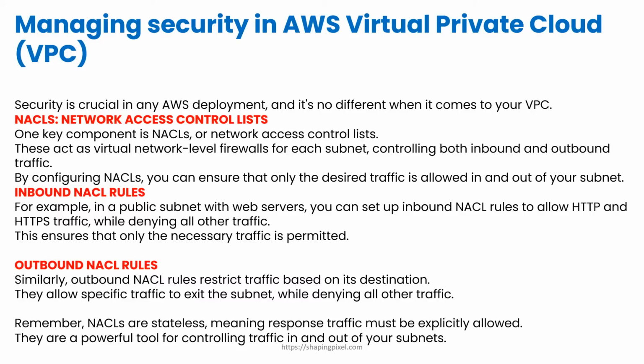For example, in a public subnet with web servers, you can set up inbound NACL rules to allow HTTP and HTTPS traffic while denying all other traffic. This ensures that only the necessary traffic is permitted. Similarly, outbound NACL rules restrict traffic based on its destination. They allow specific traffic to exit the subnet while denying all other traffic. Remember, NACLs are stateless, meaning response traffic must be explicitly allowed. They are a powerful tool for controlling traffic in and out of your subnets.